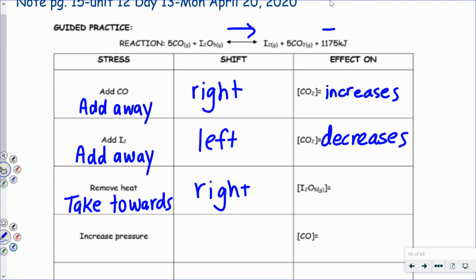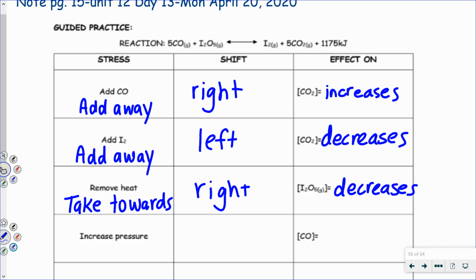Now, what's that going to do to my concentration of I2O5? Well, here's I2O5. The new arrow I just drew points away from that, which means this is being used up to create more of these products. So this concentration is going down, because my new arrow doesn't point at it, so it must be being used up. Good.